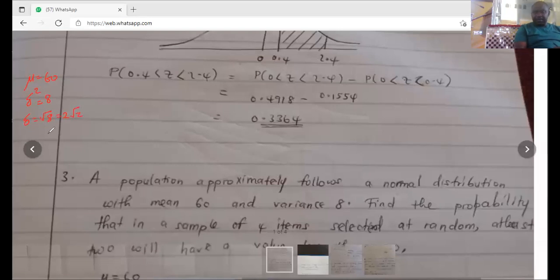2. They're saying the probability that X is less than 54. And this can be standardized to probability of Z is less than 54 minus the mean, which is 60, divided by sigma, which is 2 root 2. This gives us probability of Z is less than what? Calculate.